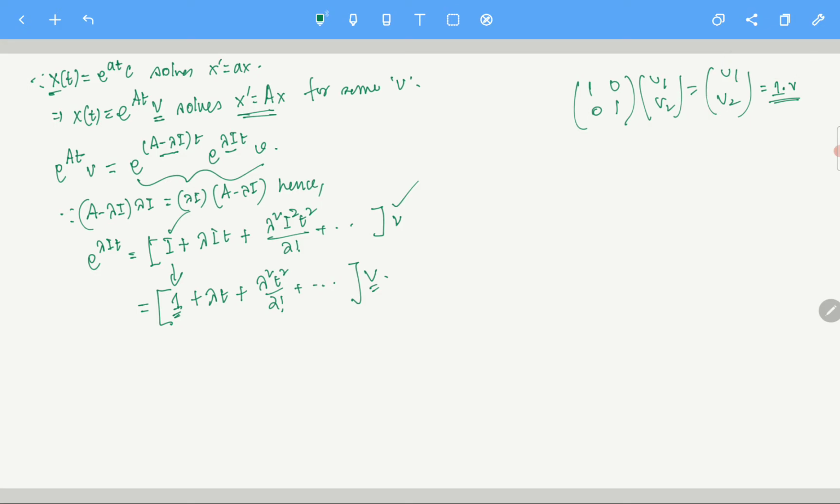Now if we have something like this, then what does that mean? It means that it is equal to e^(λt) times v. I hope this is fine, because this is your series for e^(λt). So this is e^(λt) times v.